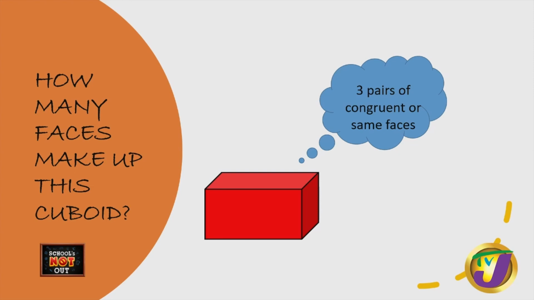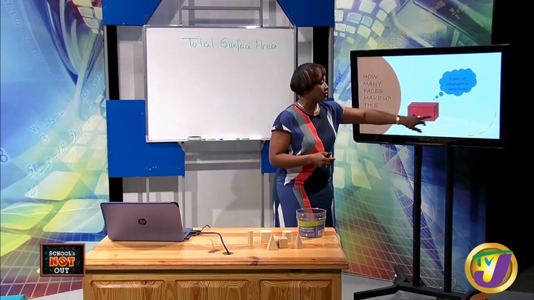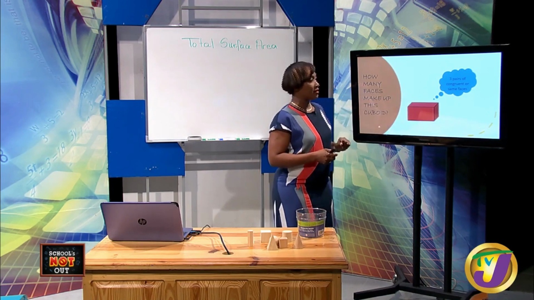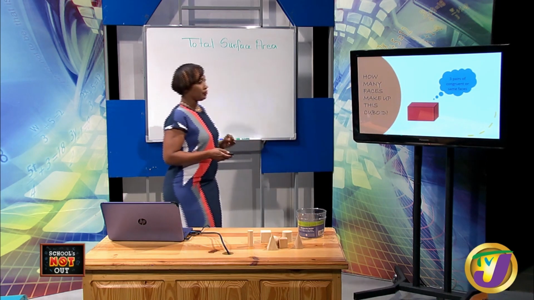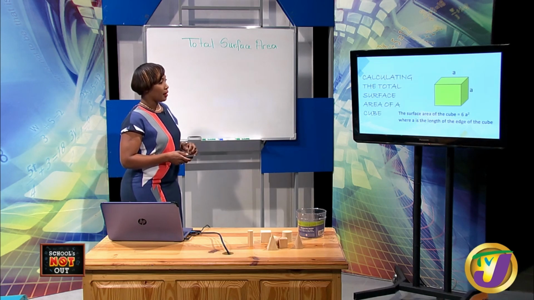So this face would be congruent to the one that we're not seeing. Remember, we said earlier that in a 3D figure, all the faces are not seen at once. So this would be congruent to this. This here would be congruent to that. And this would have a congruent face at the back of that. Hence the 3 pairs of congruent or same faces.